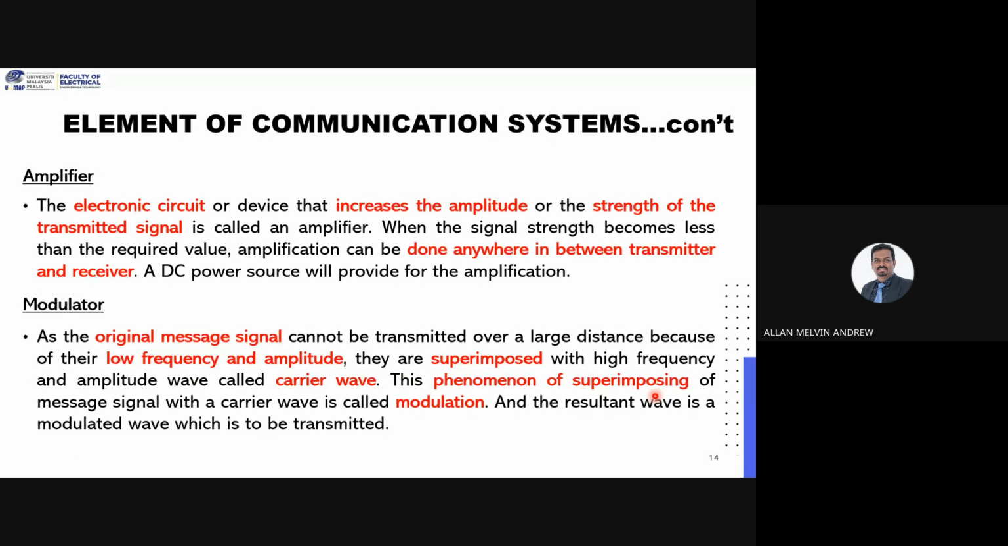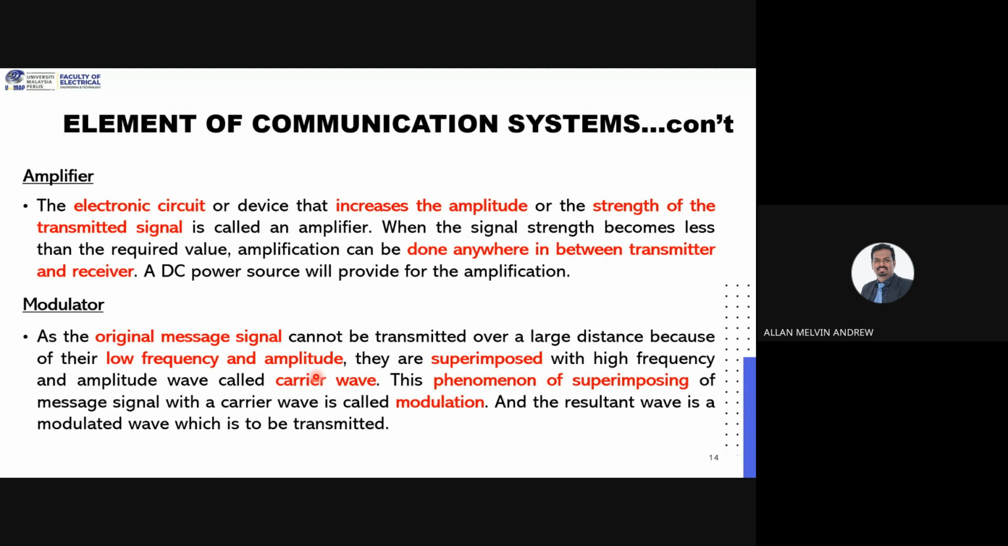Once you reach there, you need to detach yourself, so that we call demodulation. When you join and you are superimposing, we call it modulation. When you are separating yourself, the original message separates from the carrier wave, we call it demodulation. I already explained modulator and demodulator. By joining with the carrier wave, you can achieve your objective faster.